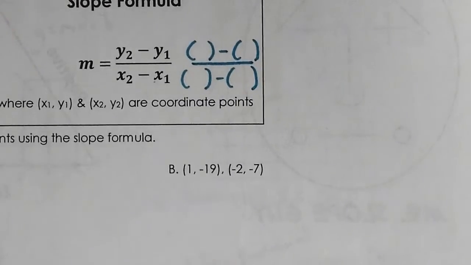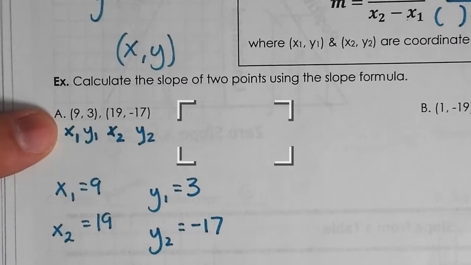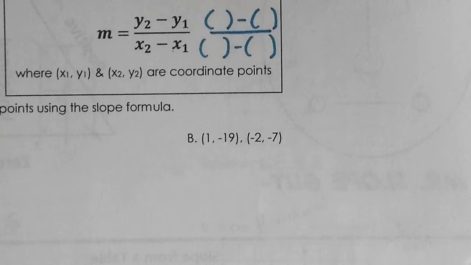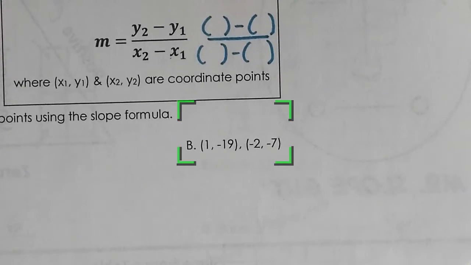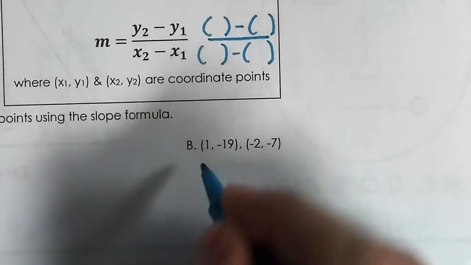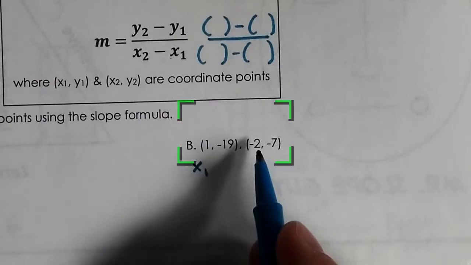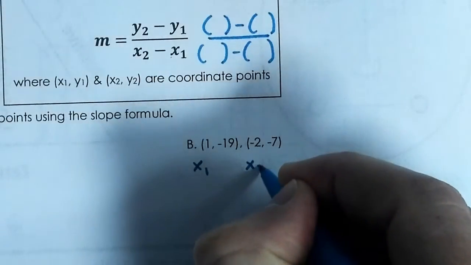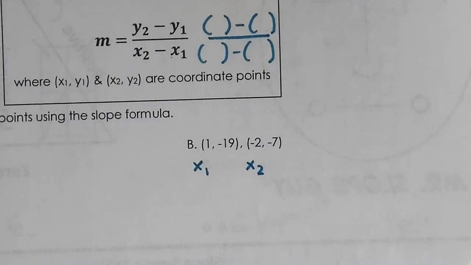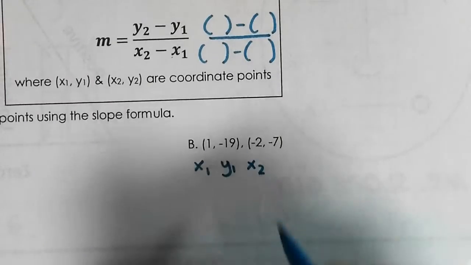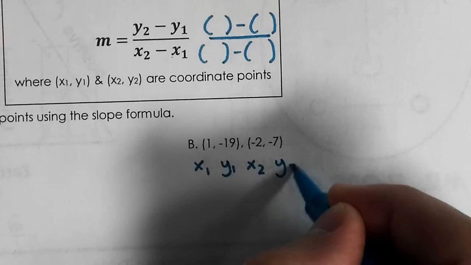So first, we label. Notice the first step over here. We labeled our x1 and our y1, our x2 and our y2. So what is our x1 and y1? So 1 would be our x1. Negative 2 would be our x2. All right. What is my y1 and y2? Well, negative 19 would be my y1. Negative 7 would be my y2.